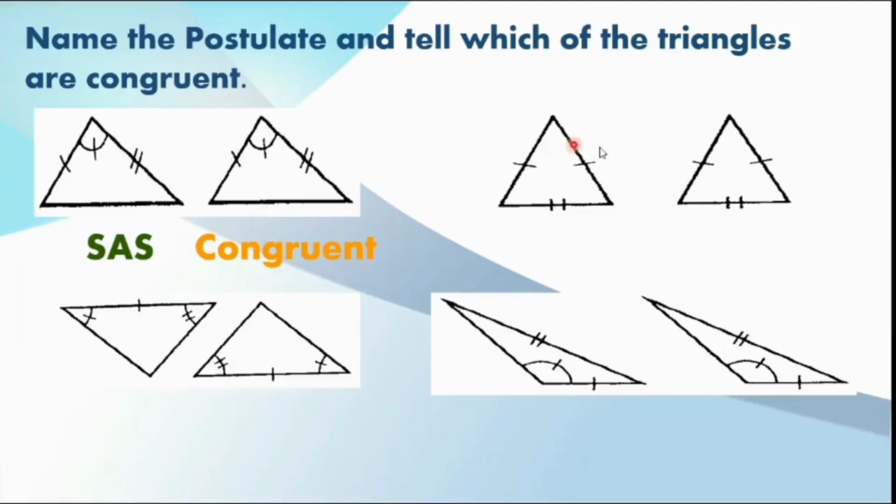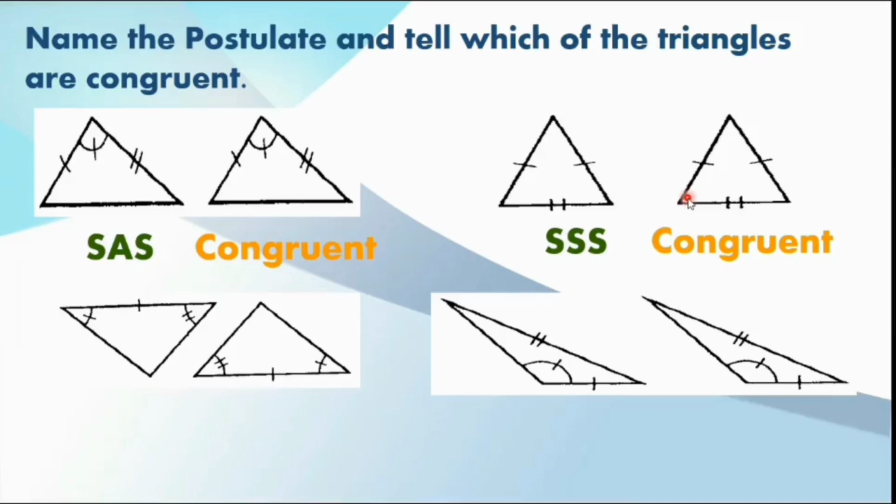How about in number 2? There are 3 pairs of corresponding parts that are marked. To be specific, there are 3 pairs of corresponding sides that are marked. So we have side, side, side. On the second triangle, side, side, side, or SSS congruence postulate. Therefore, we can say that the 2 triangles are congruent.